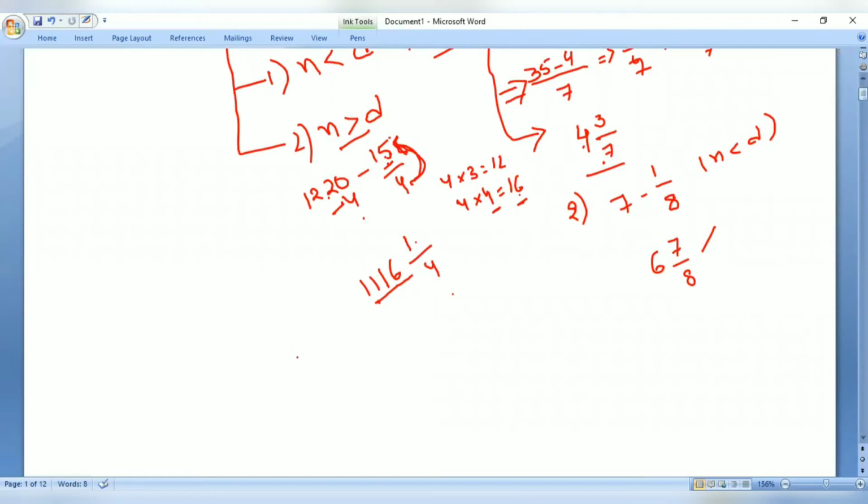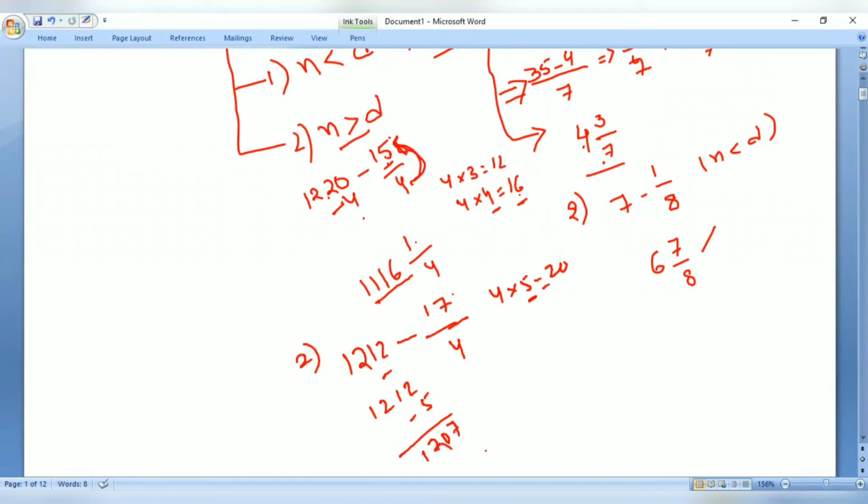Let us see the second example here. For example, 1212 minus 17 by 4. If you say 4 fours are 16, 4 fives are 20, right? Now what we need to do? Subtract this 5 from 1212. So 1212 minus 5 became 1207, right? Now 20 and 17, what is the difference? 3 by 4. So the answer is 1207 3 by 4.